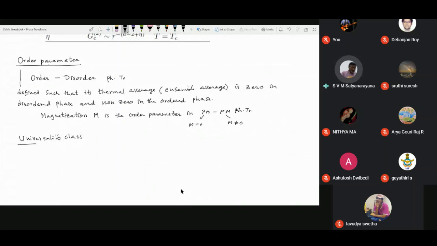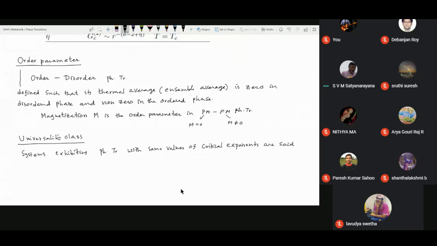Okay, so what is this universality class? Systems exhibiting phase transitions with the same values of critical exponents are said to be in a universality class.